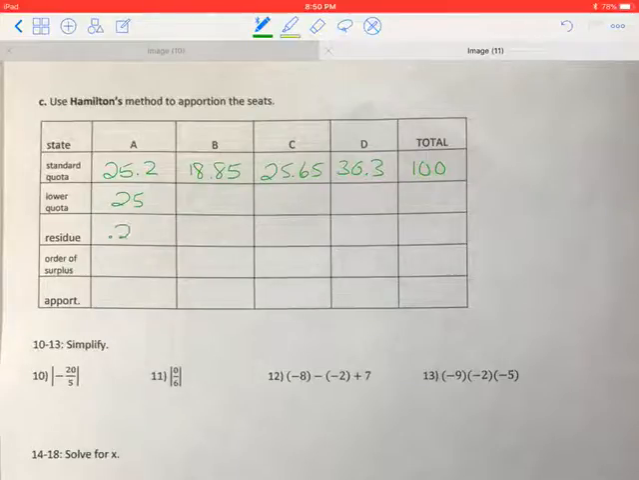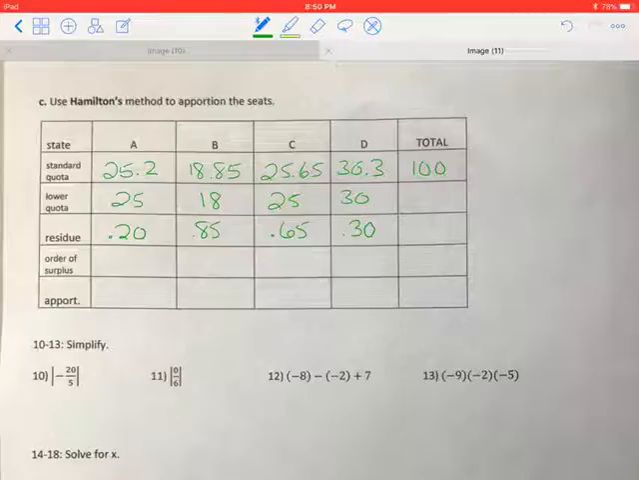We're going to do 25.2, 18.85, 25.65, and 30.3. Now, I highly recommend that if you don't have the same number of decimal places, you go back and put some zeros in here.